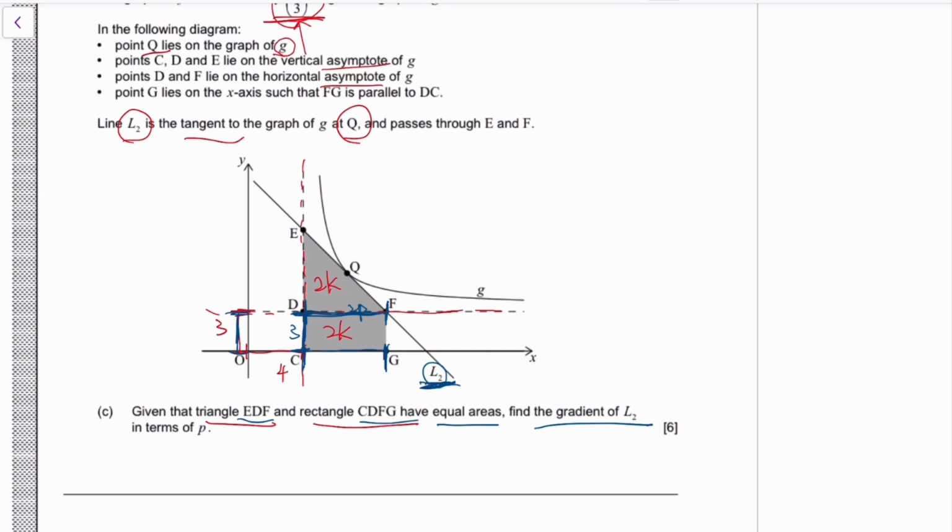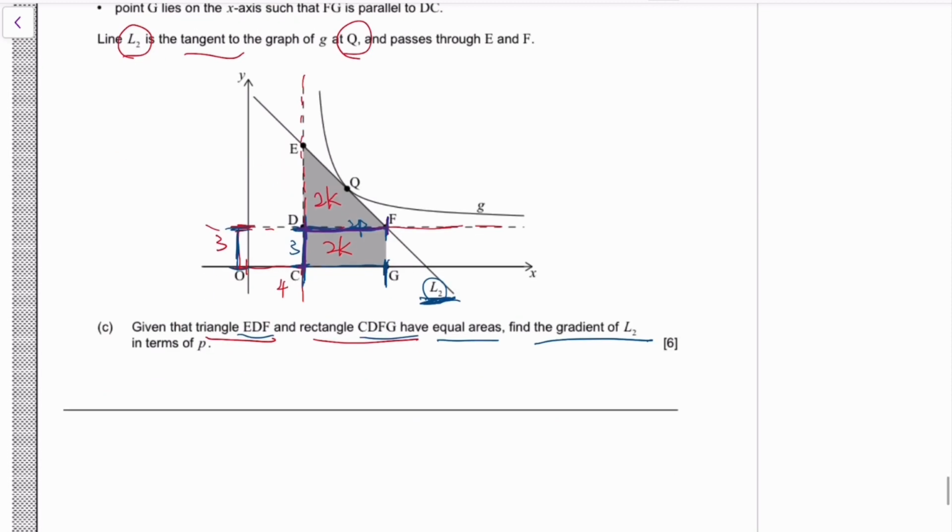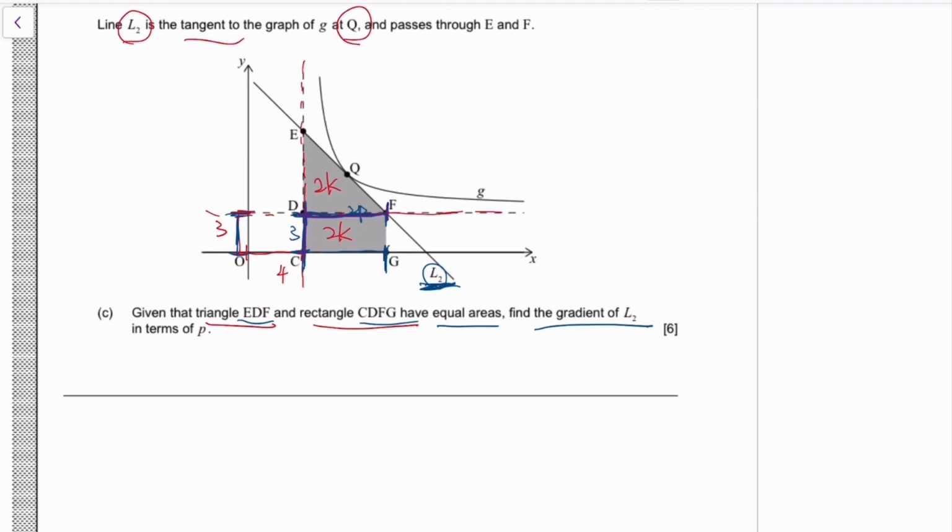Okay, the key is now if you figure out the height of the rectangle and the width of the rectangle, then you know how to find the area of the rectangle. The area of a rectangle is width times height. But we also know that area has to be 2K because it has to be the same area as the triangle. So somehow we realize that 6p equals 2K. That means K is 3p. Okay, so K is 3p.